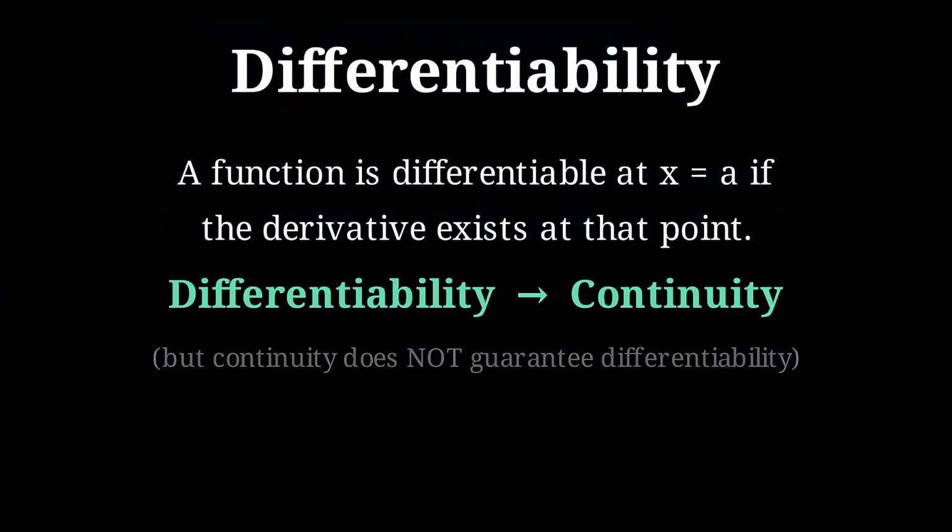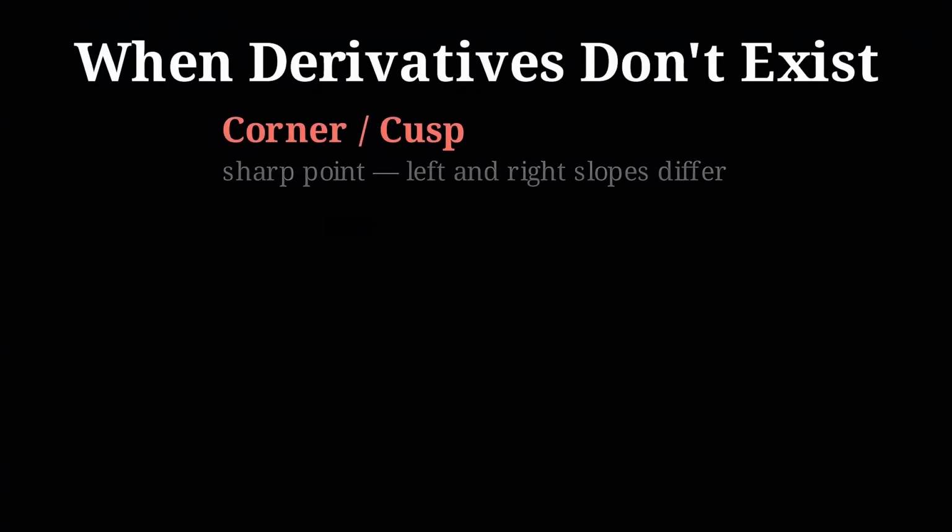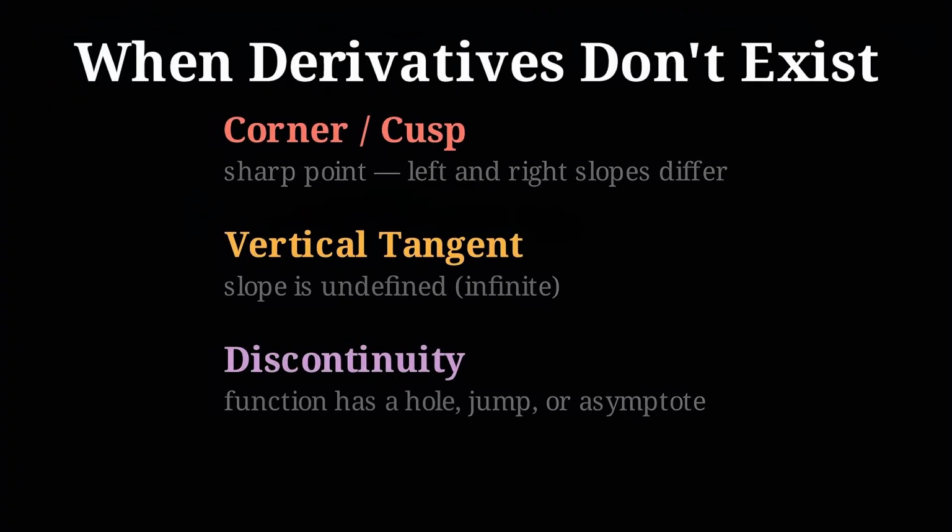There are 3 situations where a derivative fails to exist. First, a corner or cusp. At a sharp point, the left and right slopes are different, so the limit does not exist. Second, a vertical tangent. If the slope approaches infinity, the derivative is undefined. Third, a discontinuity. If the function has a hole, jump, or asymptote at a point, it cannot be differentiable there. Whenever you find a point of non-differentiability on the AP exam, check which of these 3 cases applies.